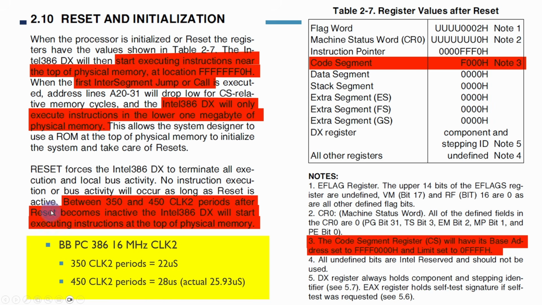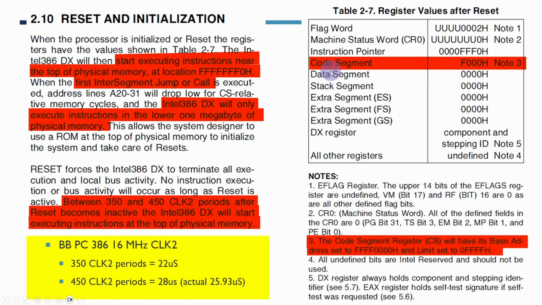And the other thing down here, it says after reset has gone low, between 350 and 450 clock 2 periods after reset becomes inactive, it will start executing instructions. So when we were looking at the logic analyzer there, we could see that there was actually about 25 or 26 microseconds. In fact, if we work this out with the 16 megahertz clock that we're feeding into the processor, 350 periods is about 22 microseconds, 450 is about 28. So that's about in the middle there. That's the sort of gap that we'd expect from the processor finishing reset and reading the first instruction.